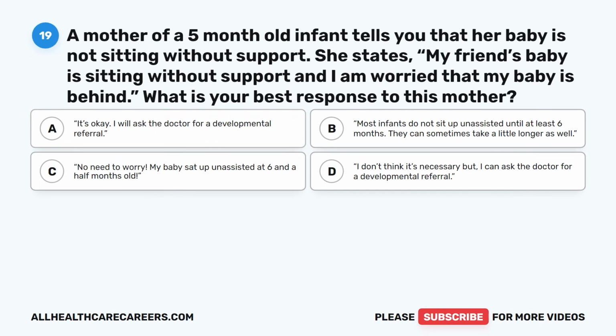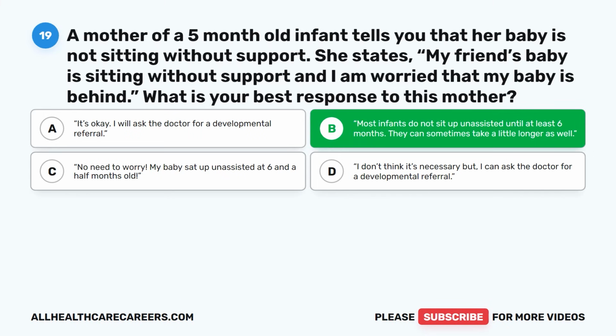Question 19. A mother of a 5-month-old infant tells you that her baby is not sitting without support. She states, "My friend's baby is sitting without support, and I am worried that my baby is behind." What is your best response to this mother? A. It's okay. I will ask the doctor for a developmental referral. B. Most infants do not sit up unassisted until at least 6 months. They can sometimes take a little longer as well. C. No need to worry. My baby sat up unassisted at 6.5 months old. D. I don't think it's necessary, but I can ask the doctor for a developmental referral.